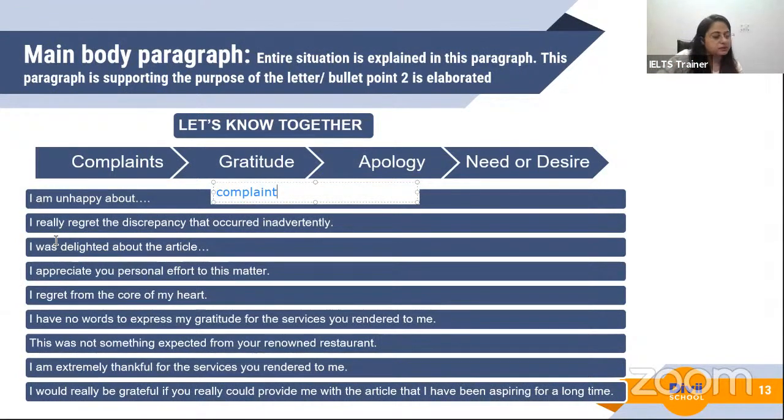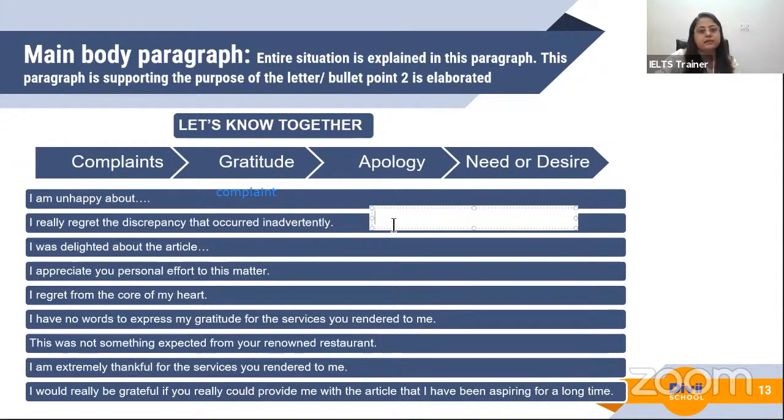All right, so what other? I really regret the discrepancy that occurred inadvertently. I'm really very unhappy with the discrepancy that occurred, or I really regret the discrepancy that occurred inadvertently. So what sort of letter can it be? I think, what should I write over here? Let me know quickly. It can be the apology letter.